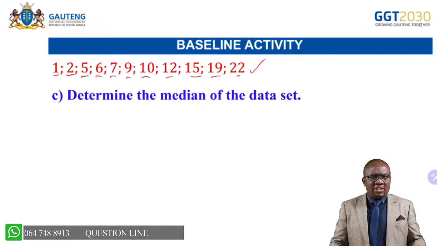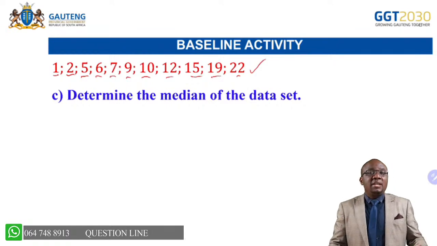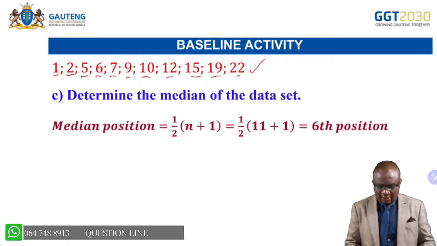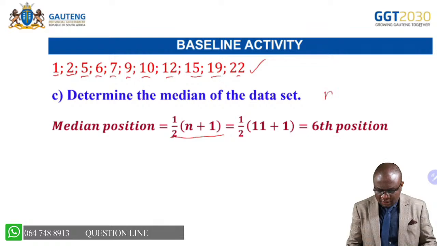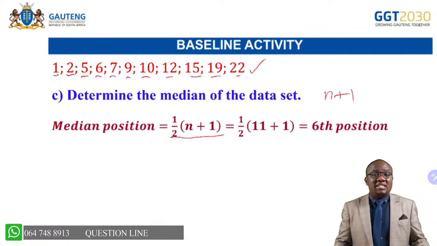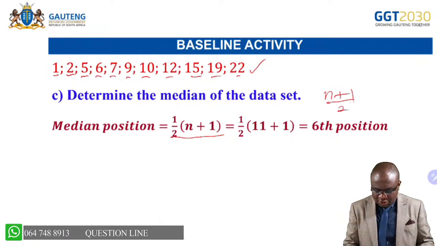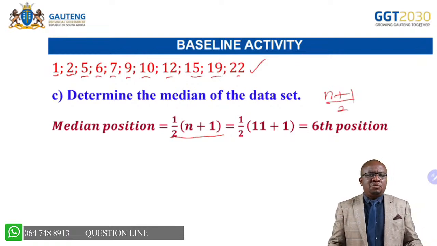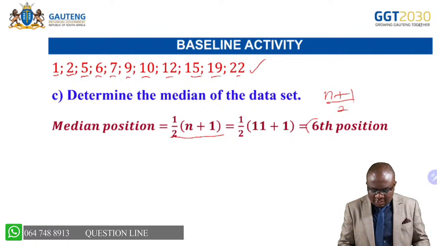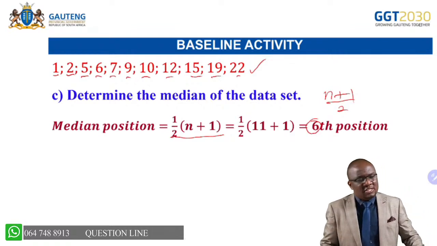We say n plus 1, and then we divide that by 2, where n is the number of items. Do you remember that? So you can have the formula like this: half of n plus 1. In this case, it's going to be 11 plus 1, which is 12, and then divided by 2. N plus 1 divided by 2 is 6. So it means our median is in the 6th position.